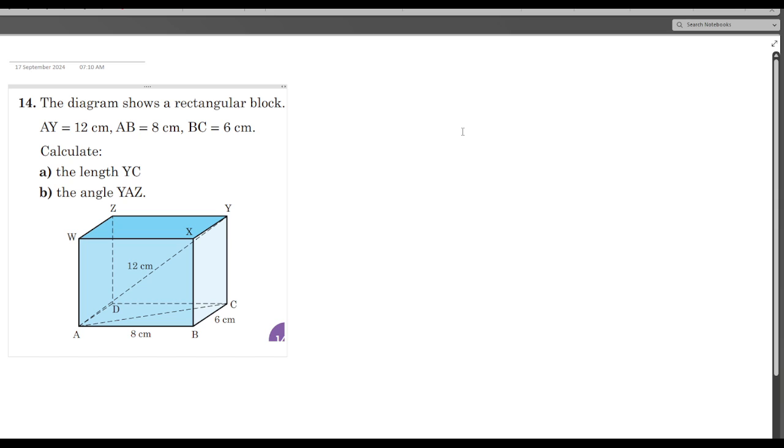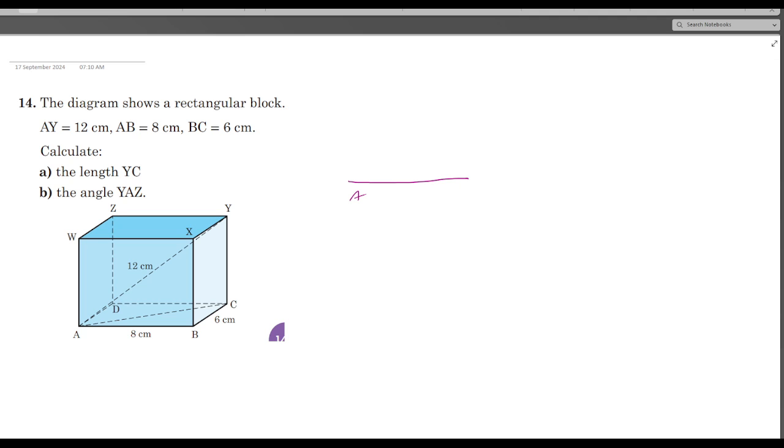Here, 14th question. The diagram shows a rectangular block. AY is equal to 12, AB is equal to 8, BC is equal to 6. Calculate the length of YC. Okay, so if I draw separately, here A, then here C, and here Y, definitely this YC is going to be perpendicular to this AC.